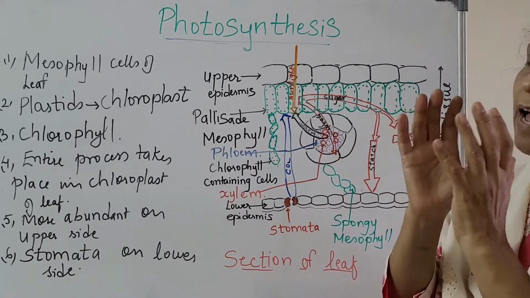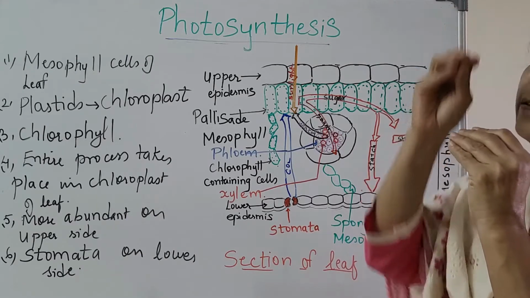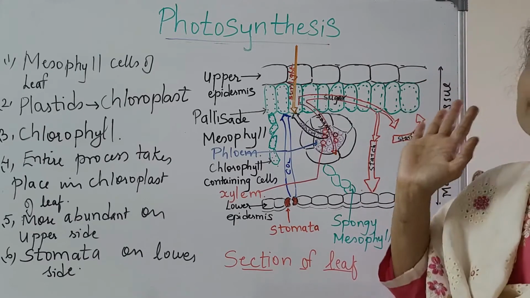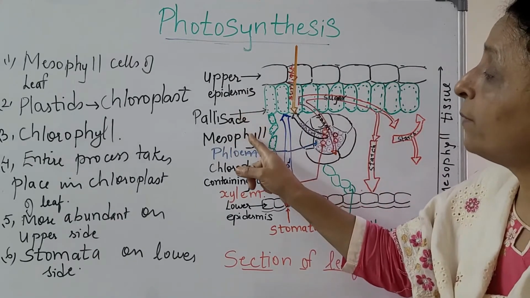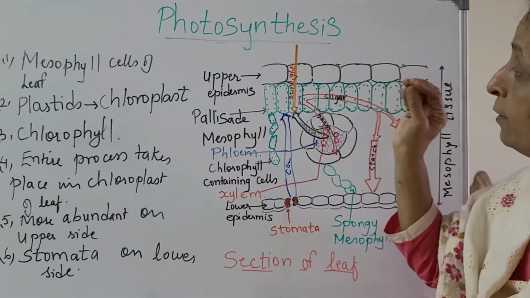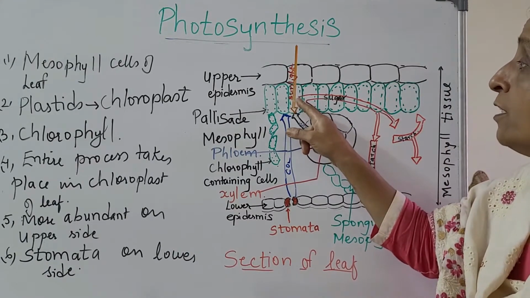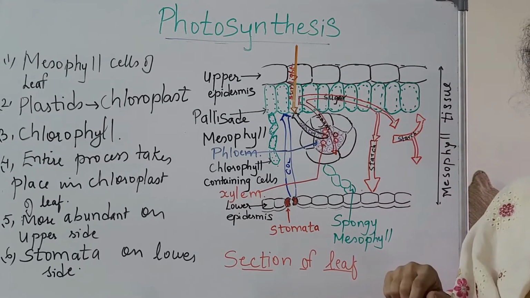Here we have sugar now. How? Carbon dioxide, water, sunlight, sugar has been prepared. By which cell? Palisade mesophyll. They have prepared simple sugar.